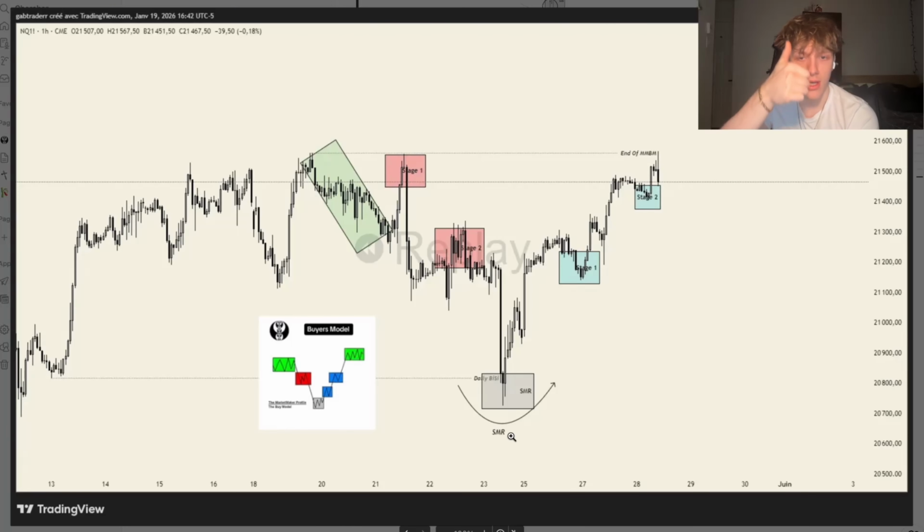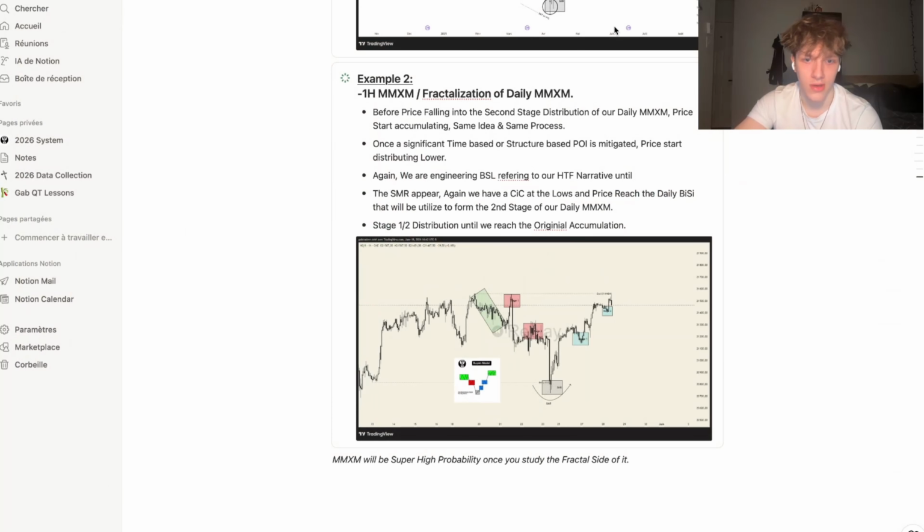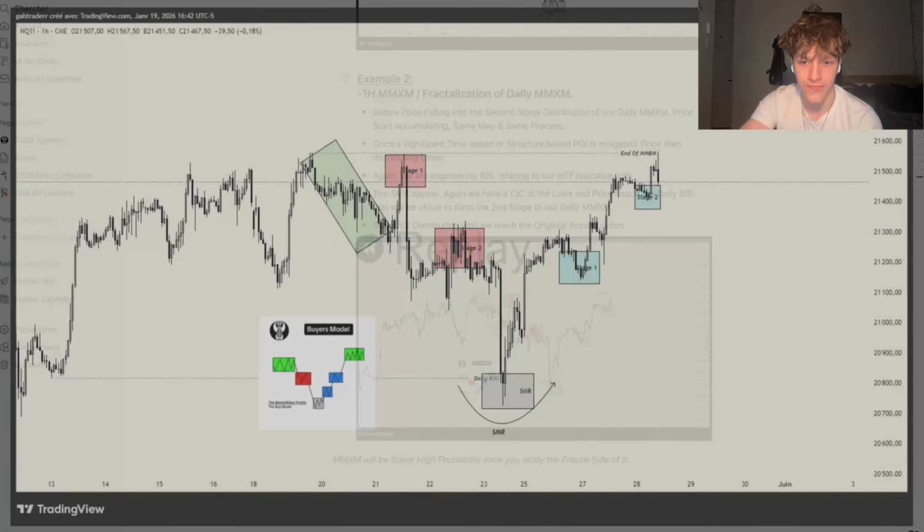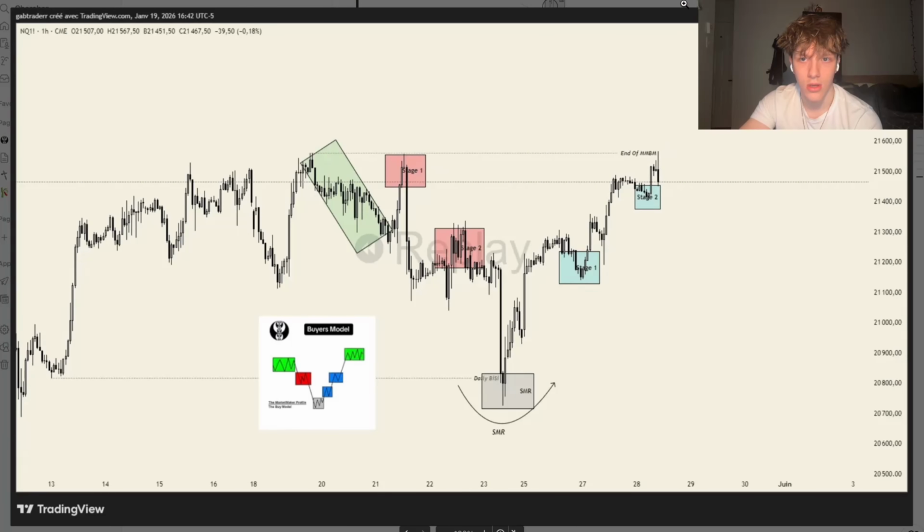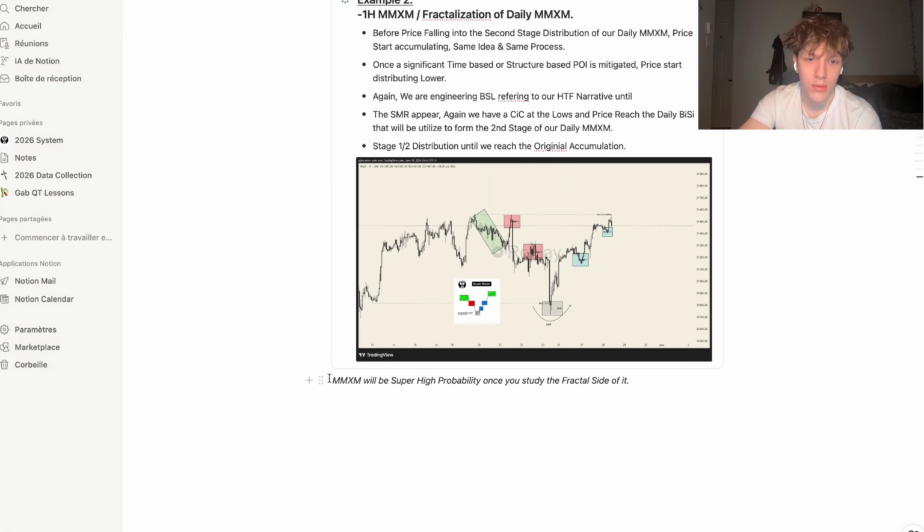So we have the PDRA, we have the aligned narrative, and we had a cracking correlation because I think YM didn't fill it, or ES, I don't remember. So we have everything to have a clear and clean smart money reversal. So we start distributing, and first and second stage distribution until we reach the original accumulation right there. So the last thing, market maker model will be super high probability once you study the fractal side of it.